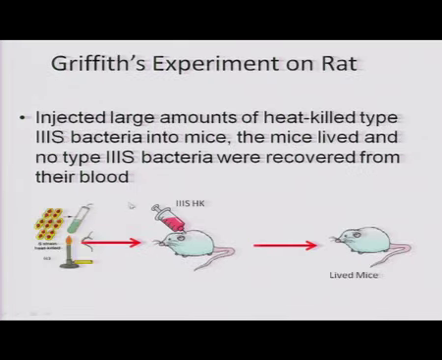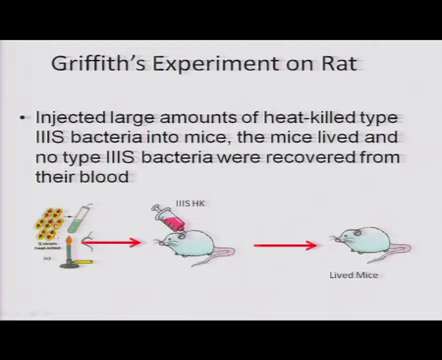In the third experiment, Griffith injected a large amount of heat killed type 3 S bacteria. Heat killed means giving heat to the bacteria, and because of the heating effect the bacteria die, and because of the death of the bacteria the virulence is also denatured, and the heat killed bacteria cannot cause the disease to the mice.